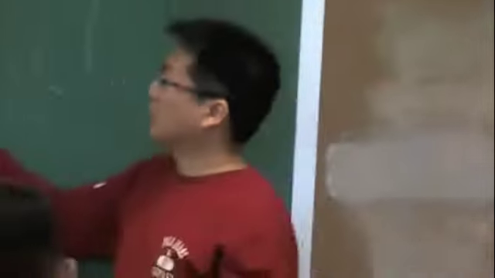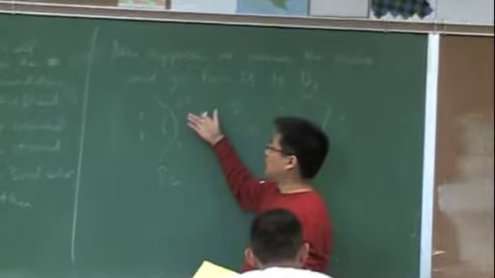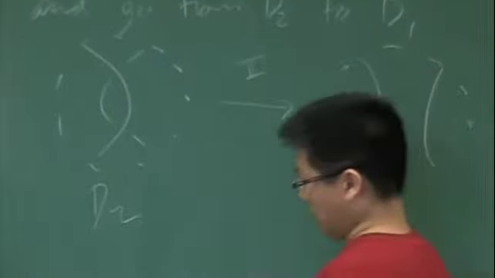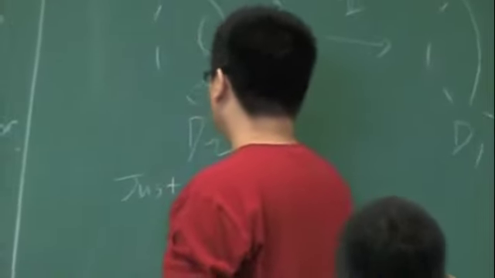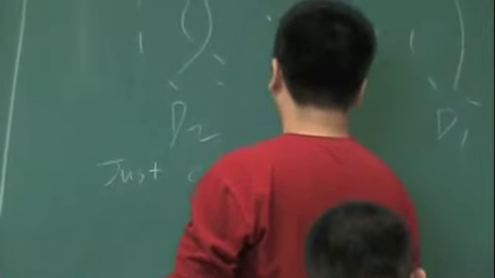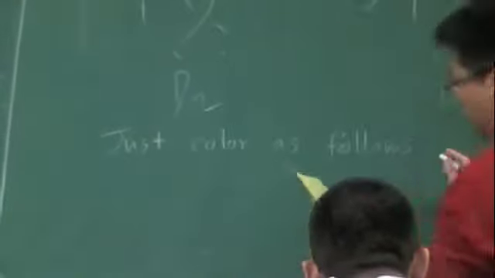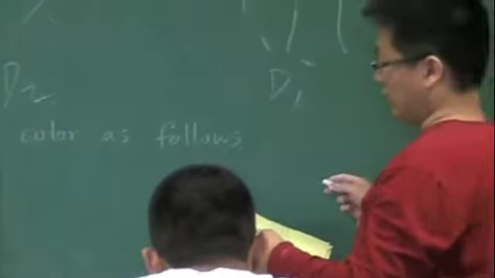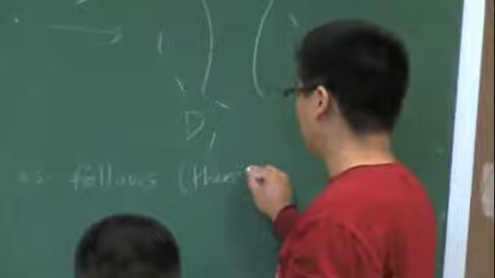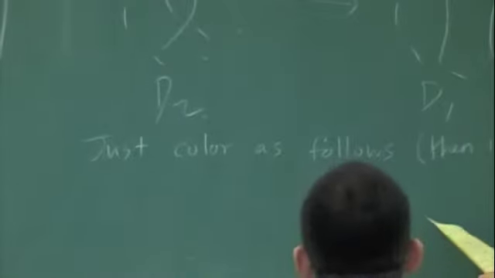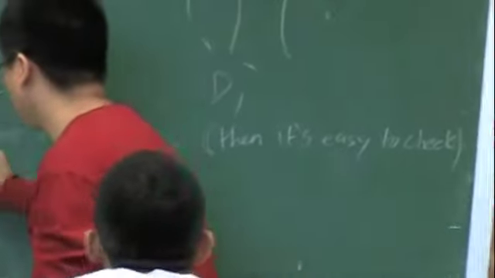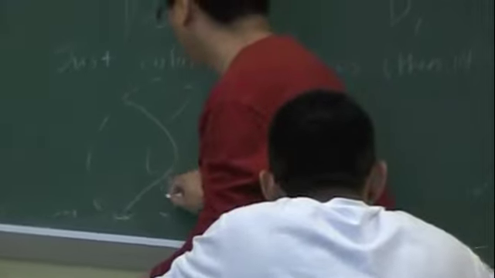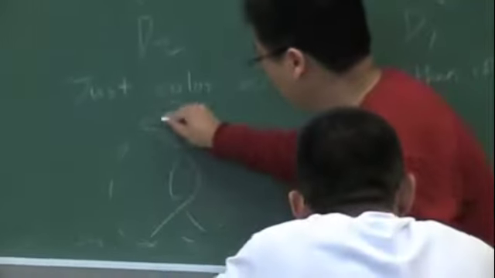The other possibility is what? If you see three colors, it has to be in a certain way. So maybe let's just simplify this a little bit and just color as follows. And then it's easy to check. Okay, so yes, let's see here. Boom, boom. Because they could all be the same color.